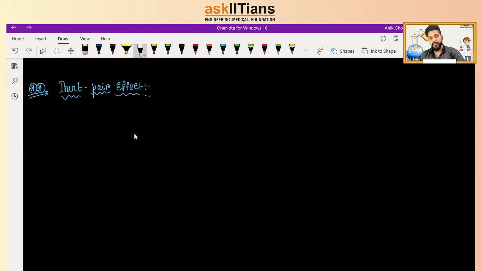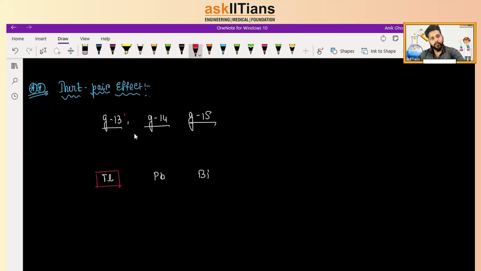Let's talk about that. First, let me tell you what the effect is. The effect was like this for group 13, group 14, and group 15. For these three groups, what we see is the last element, that means thallium, lead, and bismuth. What happens to these three elements? They show two less valency than the group valency. Two less valency than the group valency.